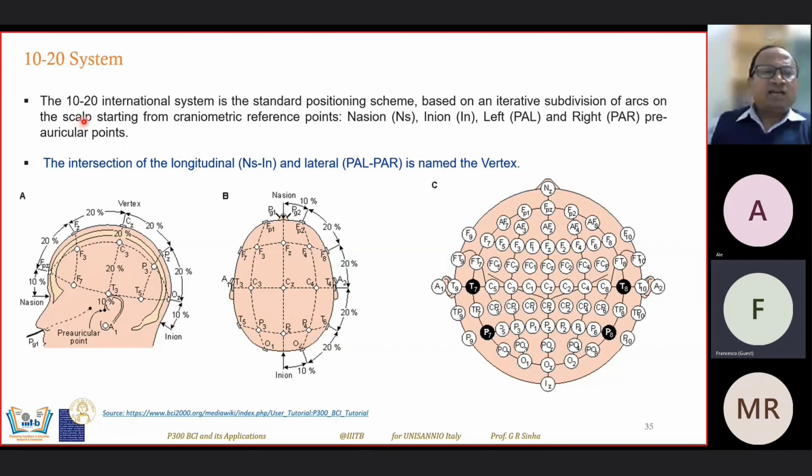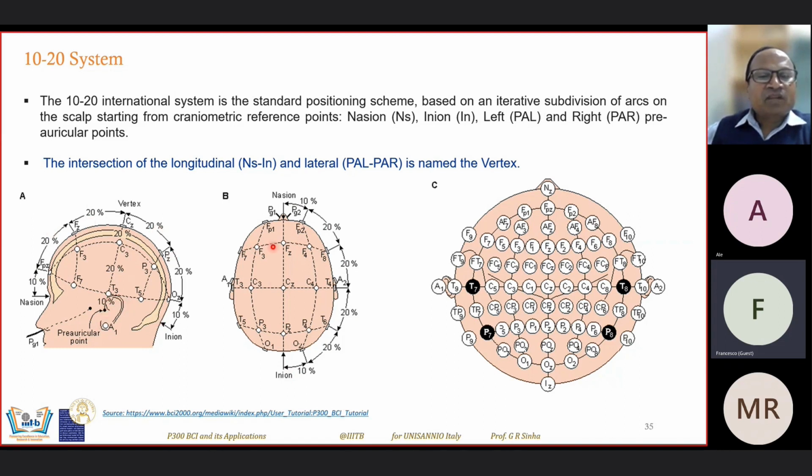10-20 is the internationally used system for standard positioning scheme based on iterative subdivisions of arcs and skull, like nasion, inion, left, right, all are known, and then accordingly you write the different terms. And why it is 10-20, you can see this relation. This is 10, this is 20, 20, 20, 20, and this is 10. So this is how, and sometimes here also you see 10, here it is 10, and others are 20. So this gap is 10.